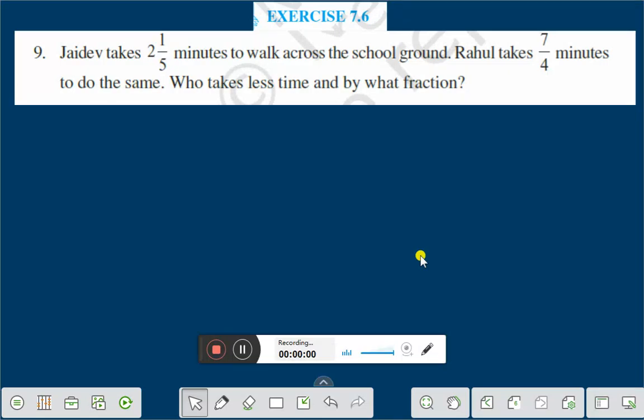Hello friends, today we shall discuss exercise 7.6 question number 9. Jaidev takes 2 and 1 by 5 minutes to walk across the school ground. Rahul takes 7 by 4 minutes to do the same. Who takes less time and by what fraction? Right, we'll solve this problem.